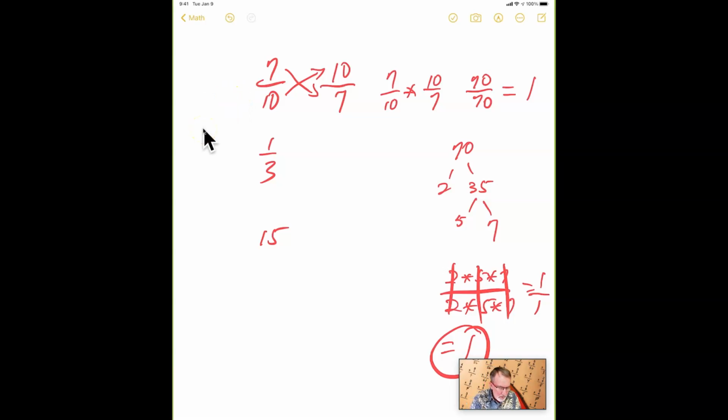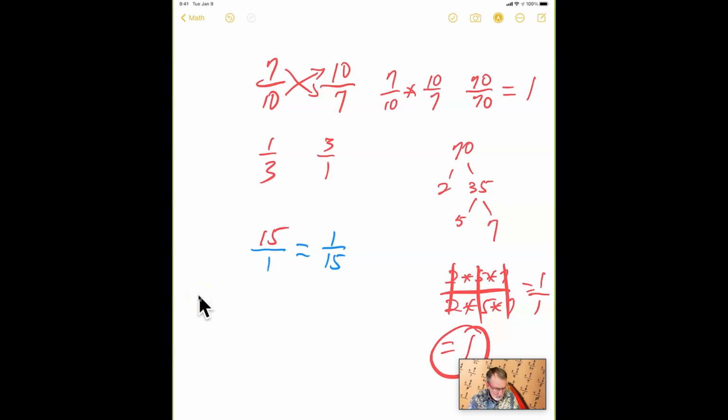So the reciprocal of 1/3 would be 3/1, right? And then the reciprocal of 15, this might be a little bit challenging, but we've had to turn whole numbers into fractions before, right? Any number divided by 1, or any number over 1, as in a fraction, is equal to itself. And so the reciprocal of 15 is 1/15.